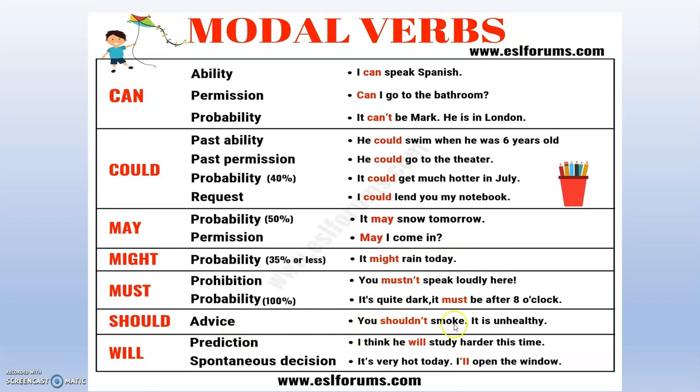Should, we use it for advice. You shouldn't smoke, it is unhealthy. Will, used for prediction when we are forecasting something. I think he will study harder this time. Will is also used for a spontaneous decision. It's very hot today. I'll open the window. Something you suddenly think of is spontaneous.